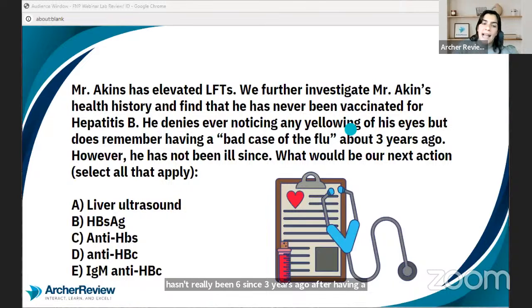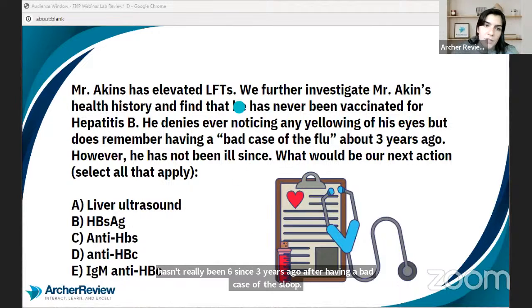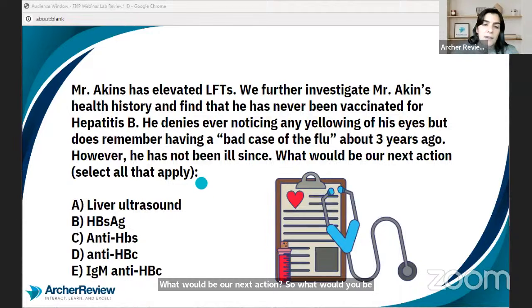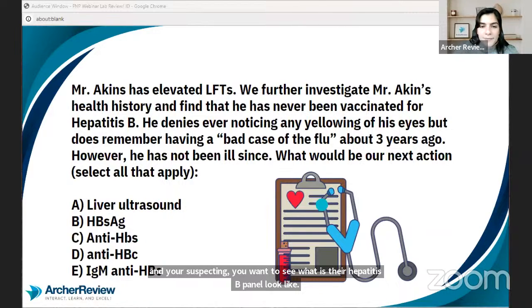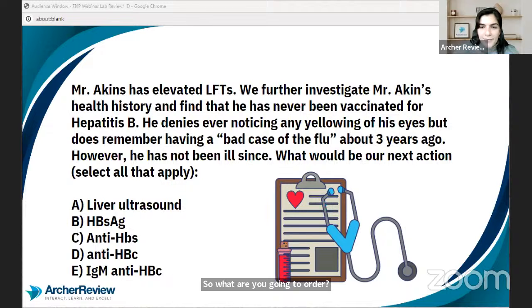What would be our next action? What would you be ordering for this patient with elevated liver enzymes, when you want to see what his hepatitis B panel looks like? What are you going to order? And again, I don't want you to be nervous about answering in the chat box. Today is the day to get it wrong so that we can talk it through. Are you ordering a liver ultrasound? Are you ordering the hepatitis B surface antigen and surface antibody? Are you ordering the core antibody, IgM antibody? What are we ordering?